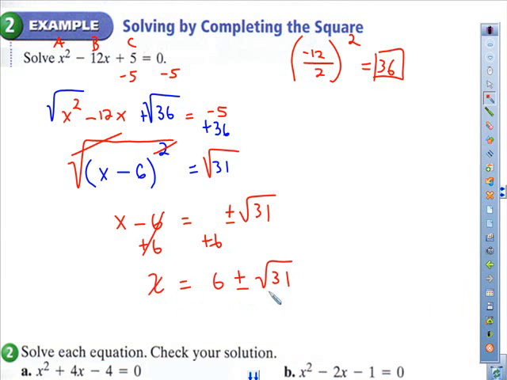If these are not like terms, you could stop here, because you're not going to be able to combine like terms anyway. So this would be your answer.